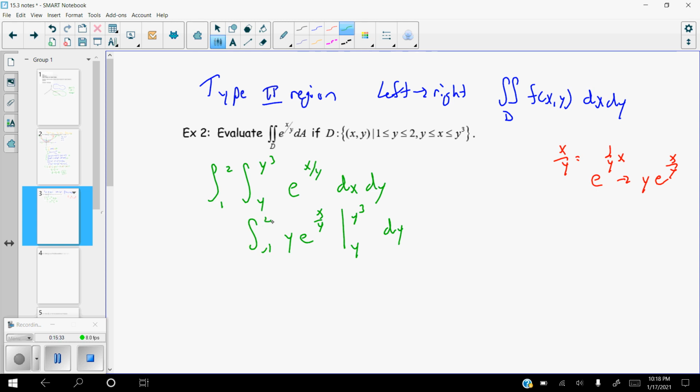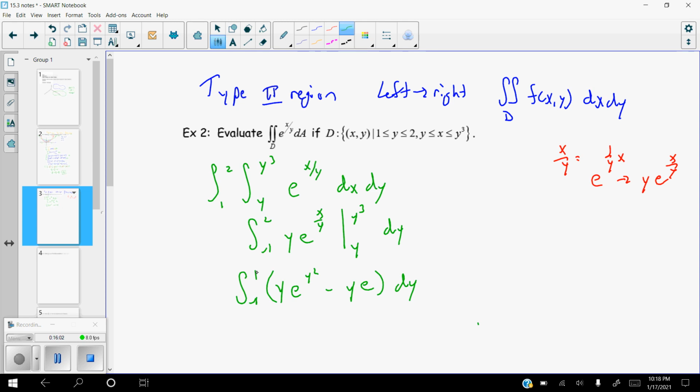So let's see, plugging in y cubed for x is going to give me y e to the y cubed over y, which is y squared, minus, and if I plug in the y, I'm going to get y e to the y over y, which is e to the 1, or just ye. And now we can take antiderivatives with respect to y.